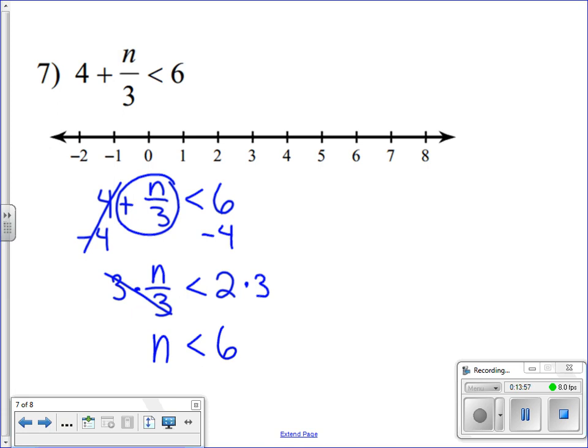Open circle or closed circle? Open circle. Everything less than, so it's going all the way over here. And I'm darkening in my whole line here. Because all the numbers that are less than 6, not including 6, but everything less than 6.